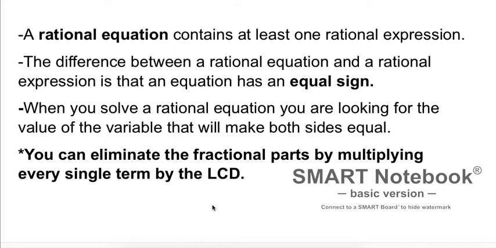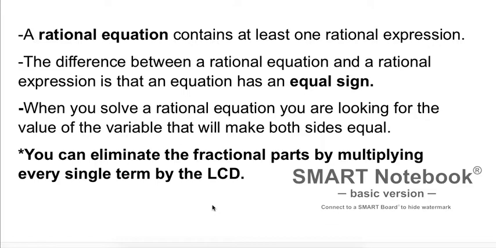So when you solve a rational equation, you are basically looking for the value of the variable that will make both sides equal. So it's just like solving a regular equation. When we solve a regular equation, let's say the equation has x's in it, we're looking for the x value that'll make both sides of the equation equal or the same.